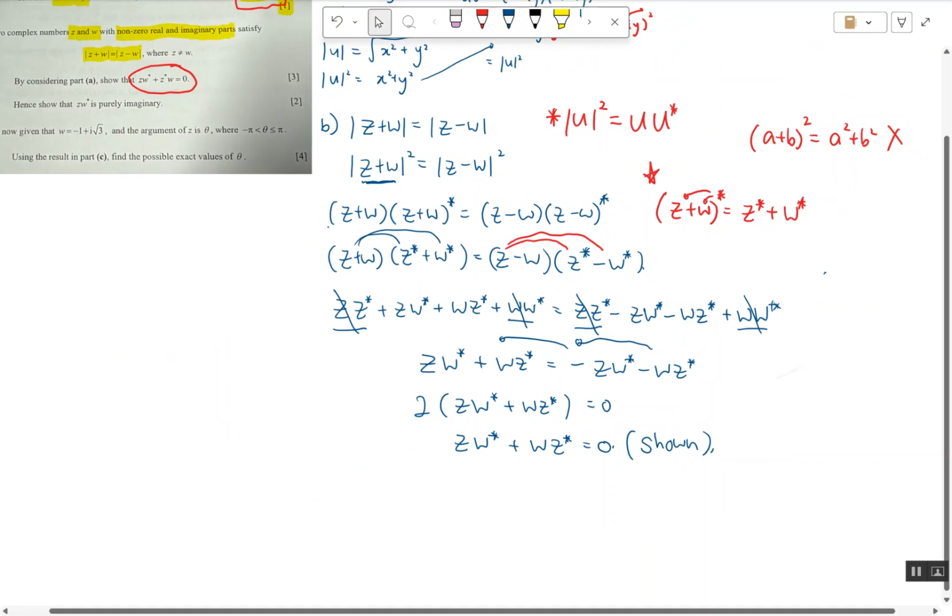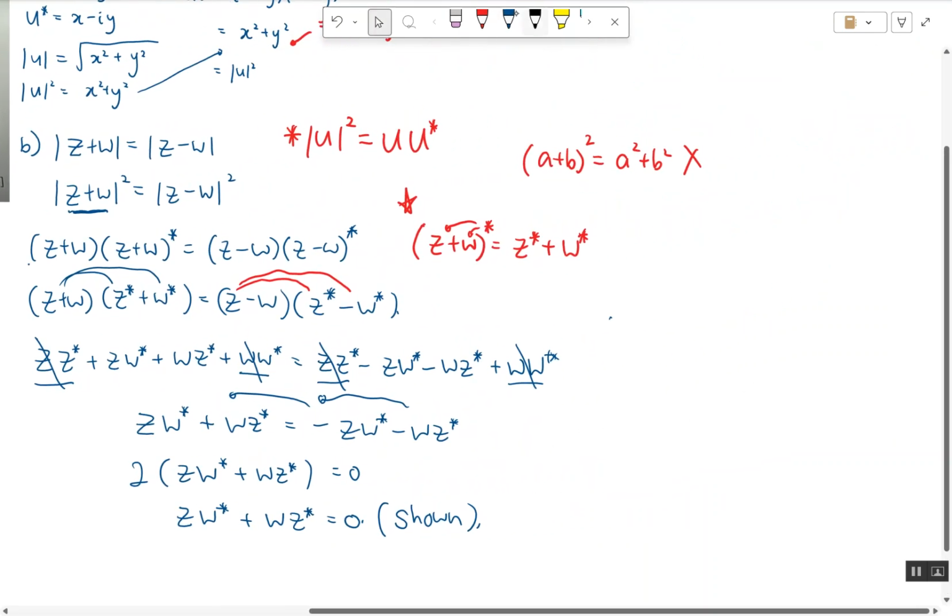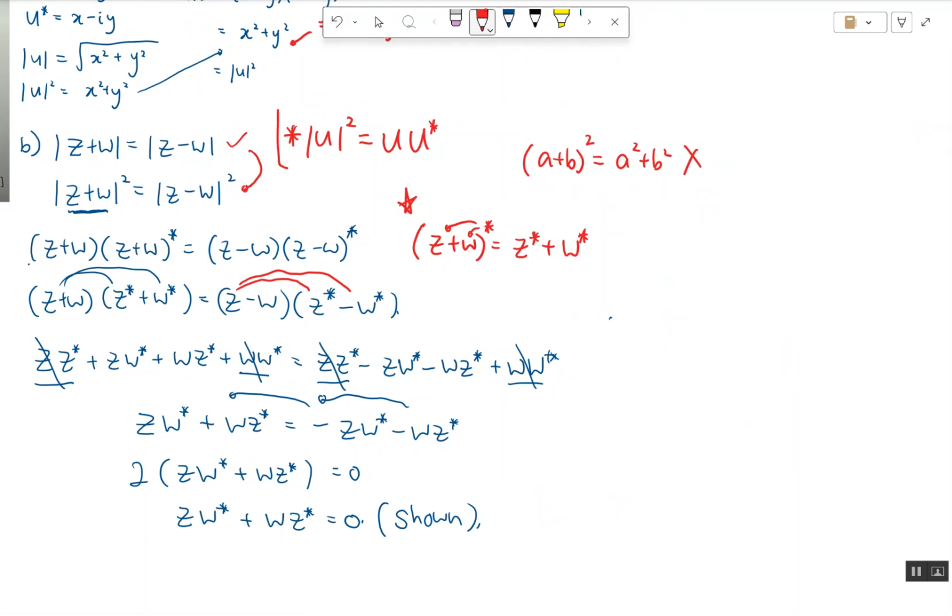So the learning point of part B is how to start. I'm given this. How do I relate it to here? The first part is telling me this, so just square both sides. After I square both sides, I apply what part A has shown, and the important learning point is if you have z plus w holding star, you can give the star to both z and w.